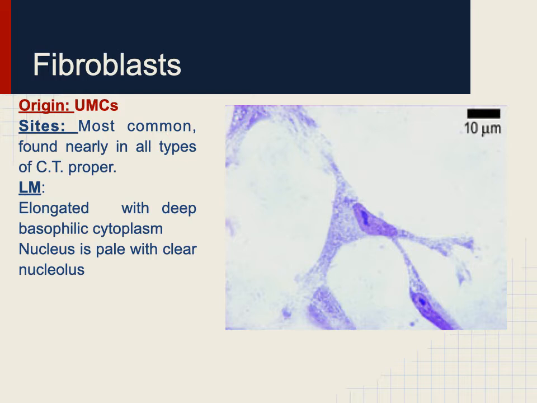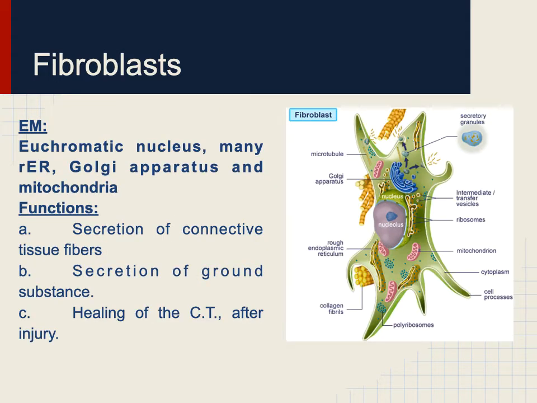Another type of cell is the fibroblast. Fibroblast is the most common type of cells in the connective tissue. They originate from UMCs. They are pale, branched, spindle-shaped, elongated cells with deep basophilic cytoplasm and pale nucleus. By electron microscope, they have an achromatic nucleus with protein-forming cell features: rich in mitochondria for energy, rough endoplasmic reticulum, and Golgi apparatus for protein synthesis and secretion. Their function is to form connective tissue fibers and ground substance, and also to share in the healing of the connective tissue after injury.